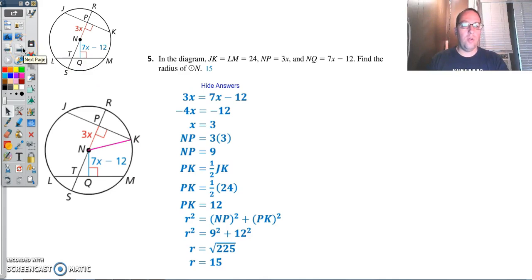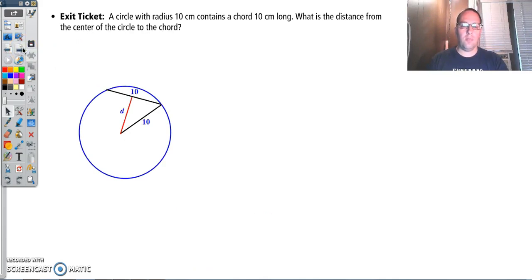I would like you to do one more. This time we're going the other way around. So this time it wants to find how far this chord is from the center of the circle. So pause the video and work that out.